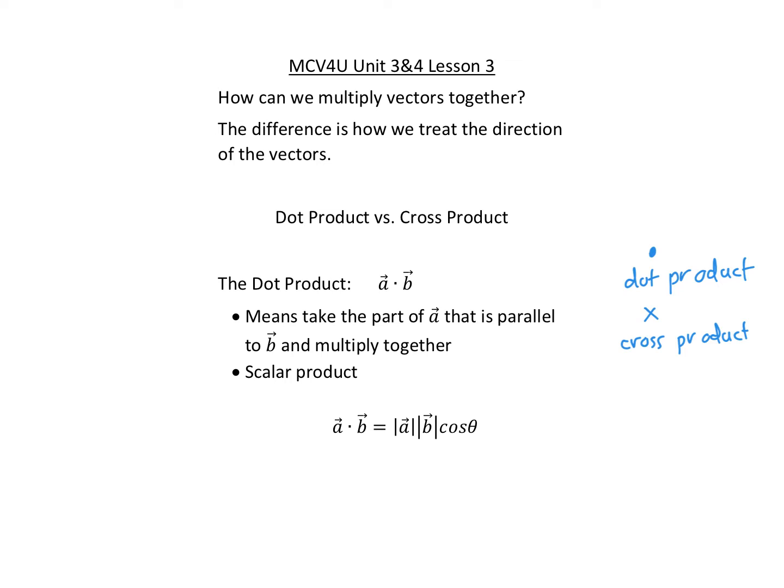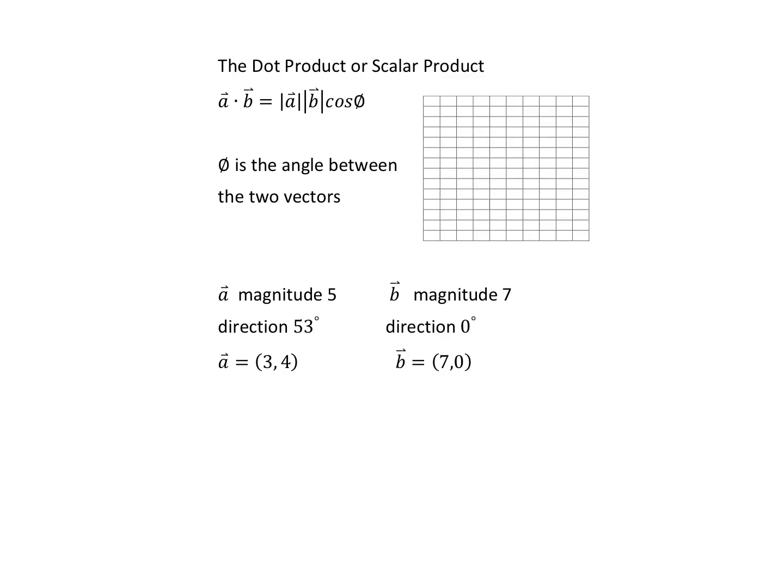The dot product means take the part of vector A that is parallel to B and multiply it together. We will see that this is going to be a scalar product. It's not going to have a direction. We're going to take part of A, multiply it along B, and get a numerical value. So what does that mean? A dot B is equal to the magnitude of A, or the length of A, times the magnitude of B, multiplied by the cosine of the angle between.